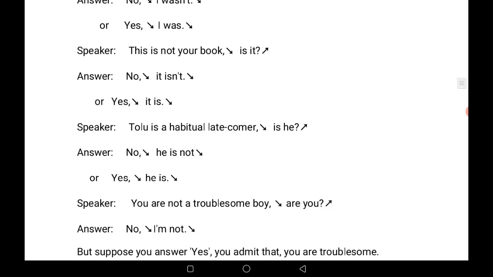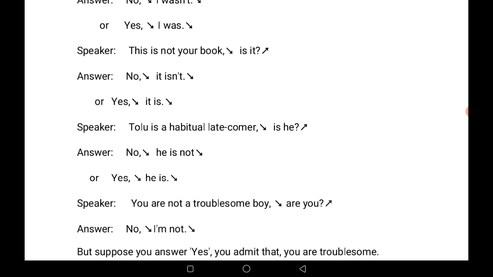Tolu is a habitual late comer. That's also a negative comment about somebody. Tolu is a habitual late comer. Falling tune. Is he? That's rising tune. No, he is not. Or yes, he is.